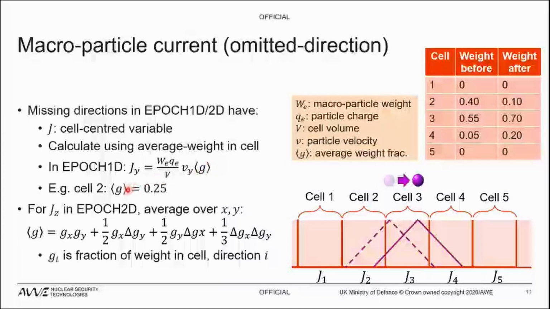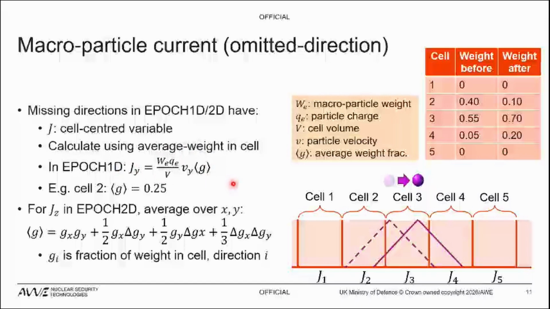As an example, I give here cell 2. Cell 2 starts with a weight of 0.4, it ends with a weight of 0.1. That means on average it has a weight of 0.25 in the cell. Sorry, this is a factor applied to the weight, it's not the actual number of real particles. So we take the actual number of real particles times the charge of each one to get the total charge, divided by the cell volume, multiplied by the speed in the emitted direction, multiplied by the average weight fraction in that cell. And that's how we get our emitted direction currents.